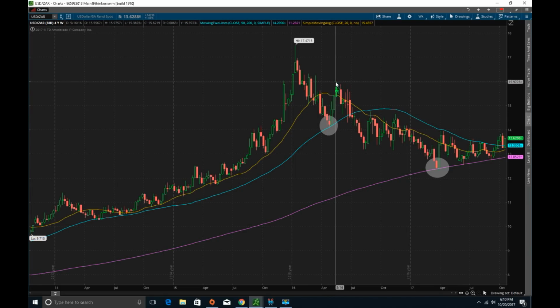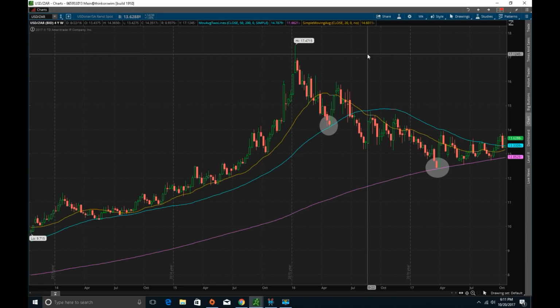That's a huge bounce right there in currency. I don't know how many people trade currency, but you don't want to just trade stocks or just trade currencies or commodities. You want to keep your options open and trade a little bit of everything. Whatever is in trend, you want to be trading.